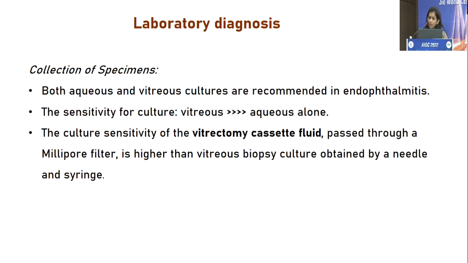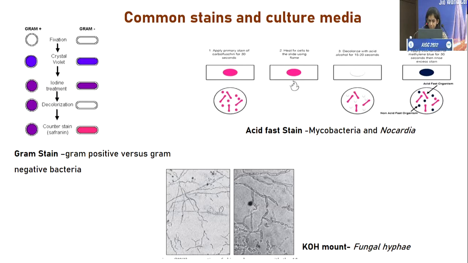The culture sensitivity of the vitrectomy cassette fluid passed through a millipore filter is higher than vitreous biopsy obtained by a needle and syringe. So after we obtain the specimen, we usually subject it to gram staining, acid-fast staining, and KOH mount. In gram staining, usually the gram-positive bacteria appear purple in color as opposed to the gram-negative, which are pink in color. And acid-fast bacteria also appear purple in color. Non-acid-fast are blue in color. And KOH mount is just a preparation on a slide viewed under a high magnification microscope for identification of fungal hyphae.